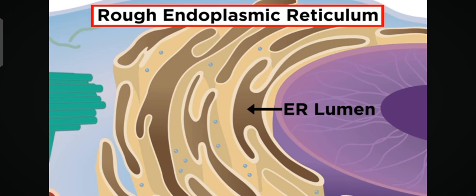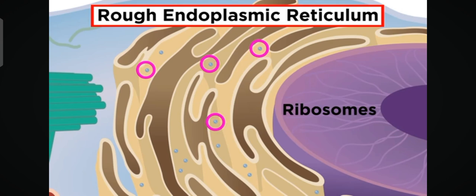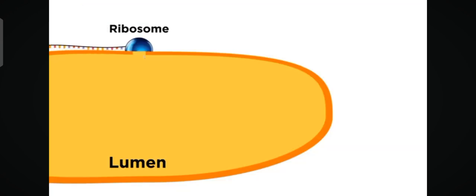The rough endoplasmic reticulum is a network of membranes that enclose the ER lumen, which is the stuff inside, consisting of sacs called cisternae. It's called the rough endoplasmic reticulum because its surface is studded with ribosomes, giving it a rough appearance. These ribosomes synthesize polypeptides that are inserted directly into the ER lumen, where they are typically folded and modified by enzymes in the ER membrane, and sometimes affixed with a carbohydrate to make glycoproteins.